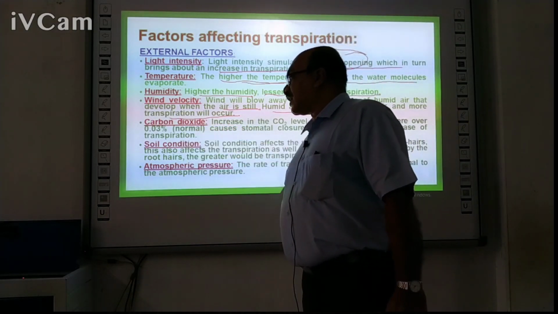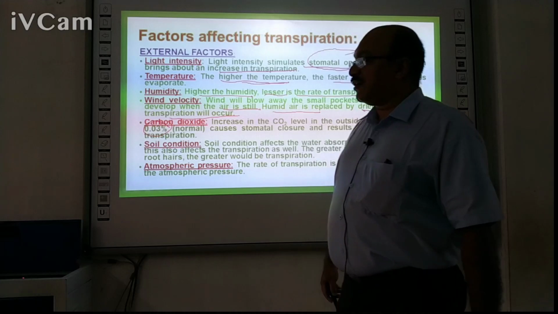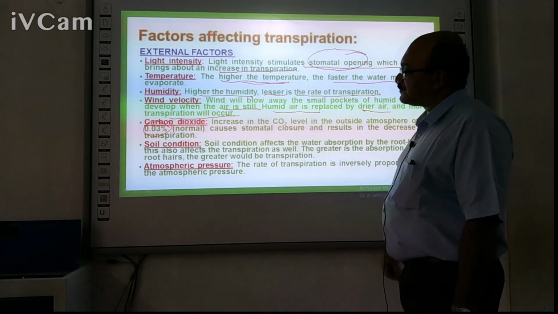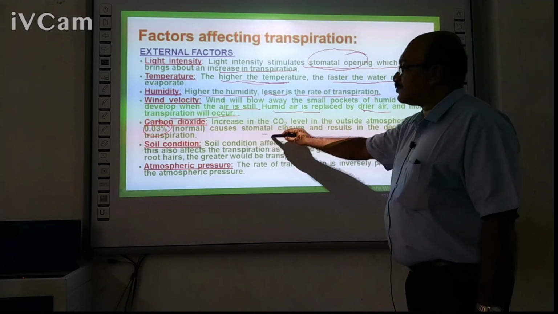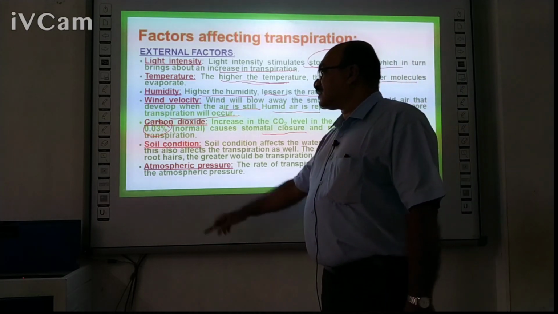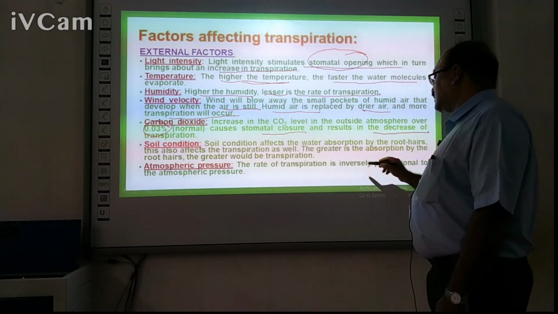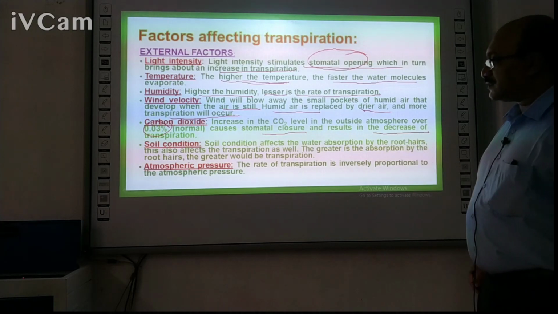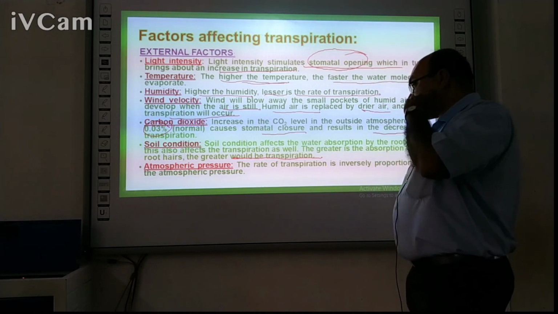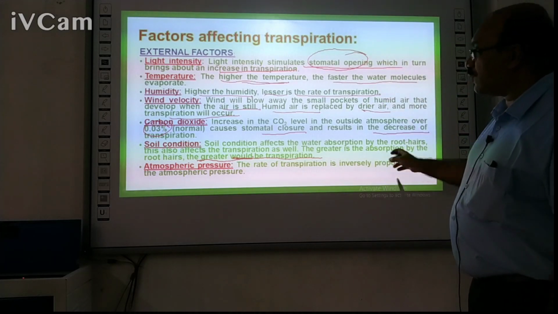The other factor is carbon dioxide. Normally we have 0.03% of carbon dioxide in the air. But if the level of carbon dioxide is more, then stomata generally close, and that will result in a decrease in transpiration. Sixth factor is the soil condition. If the soil has plenty of water and the roots are able to absorb more water, there will be a higher rate of transpiration.